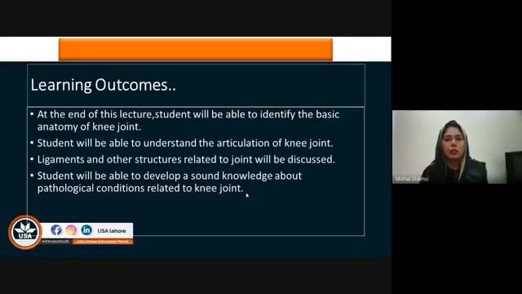At the end of this lecture, you will be able to understand the basic anatomy of a knee joint. The student will be able to understand the articulation of the knee joint. We'll also discuss the various ligaments and other structures present in relation to your knee joint, which are responsible for the maintenance and stabilization of a joint. And in the end, we'll study the various pathological conditions related to your knee joint.